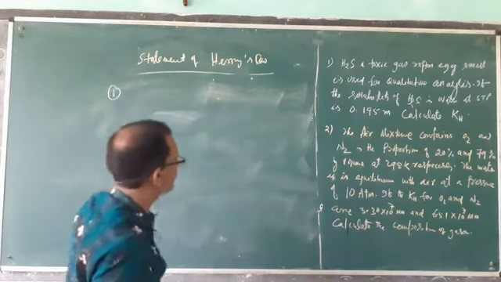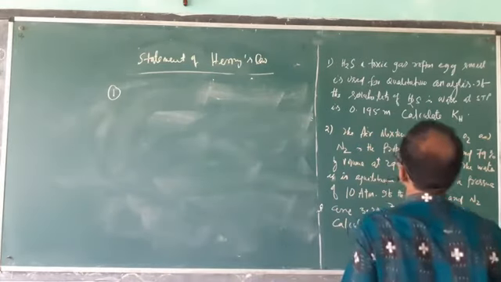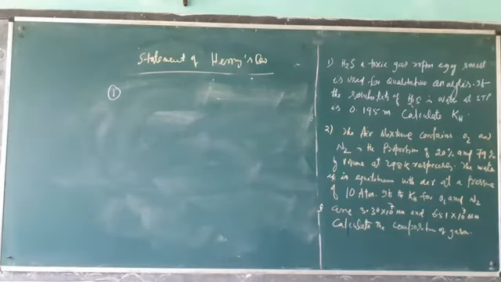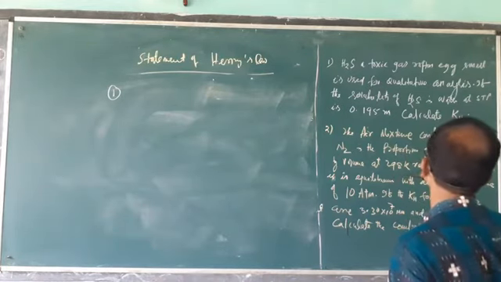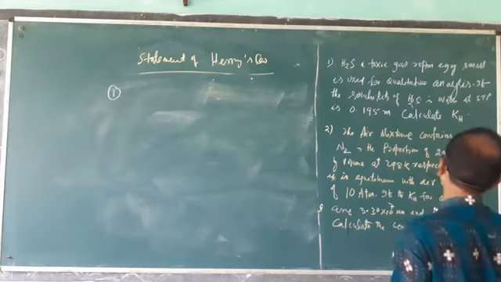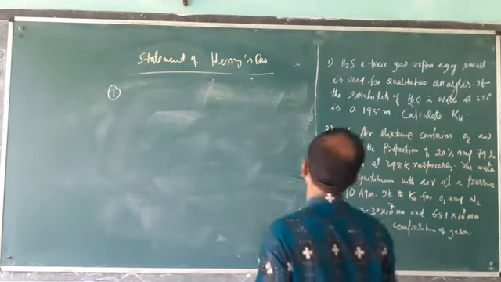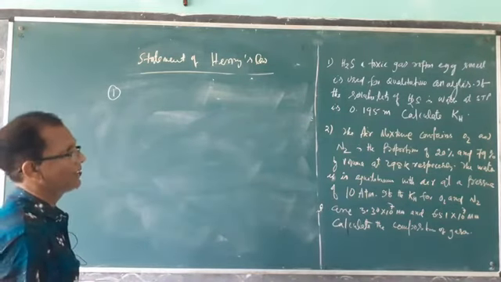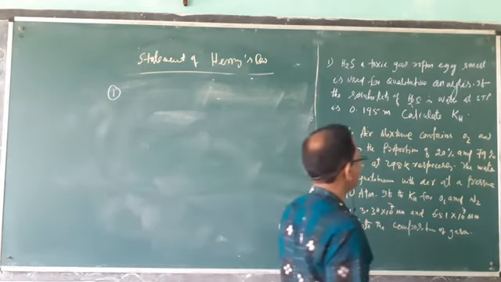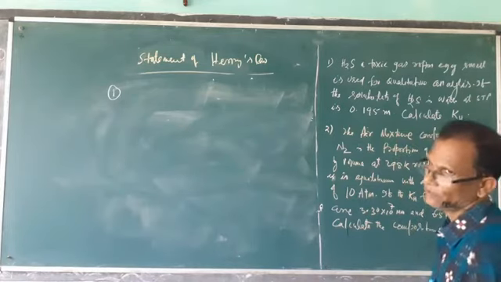What is the first problem? Hydrogen sulfide, a toxic gas with a rotten egg smell, is used for qualitative analysis. If the solubility of hydrogen sulfide in water at STP is 0.195 molal, calculate the KH value.